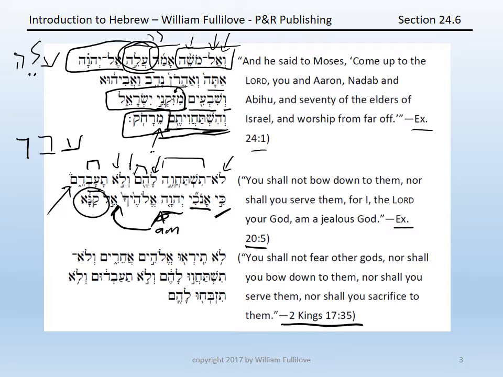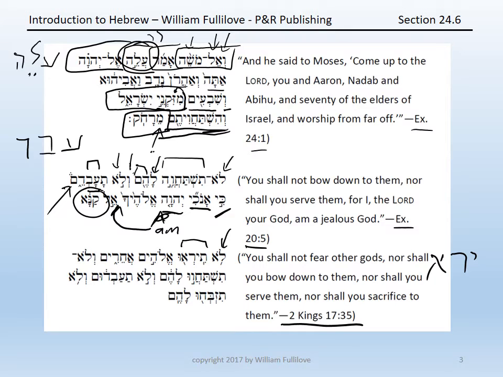And thirdly, 2 Kings 17:35. Lo tir'u Elohim aharim, velo tishtahavu lahem, velo ta'avdum, velo tizbachu lachem. So again, lo, not. This form is you shall not fear. It comes from the root yara, which we'll cover in a future chapter. You shall not fear, a solemn prohibition because it's an imperfect.